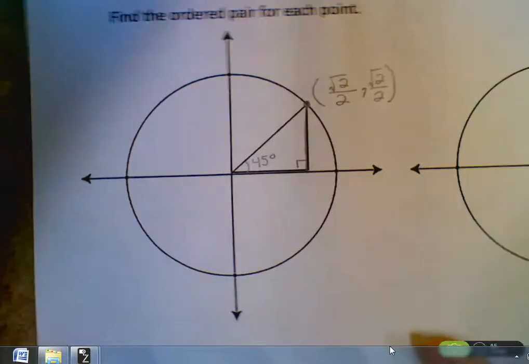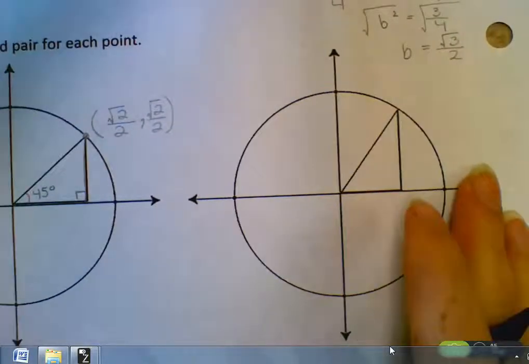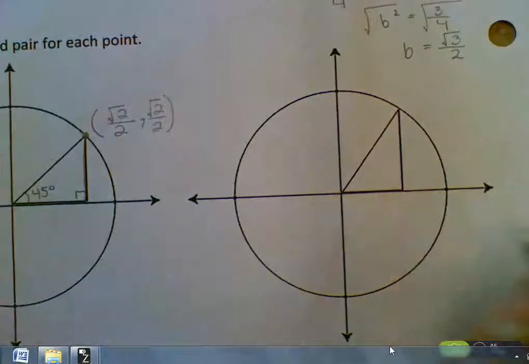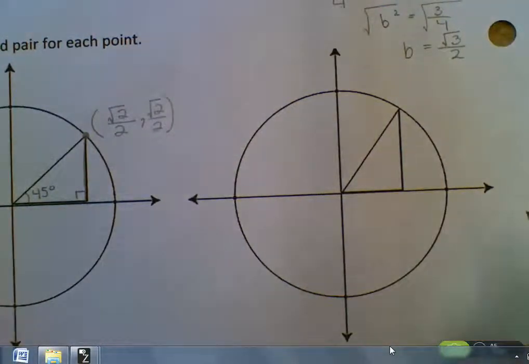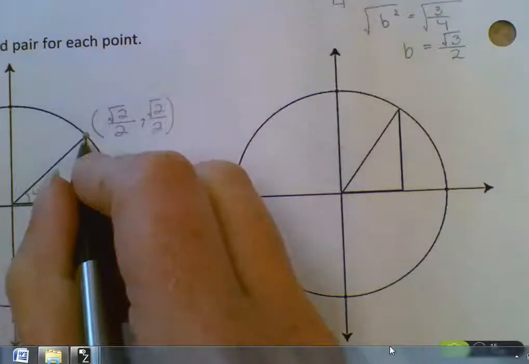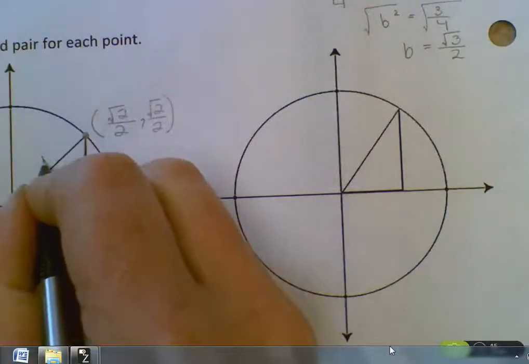All right, I'm going to move over to the other triangle on the unit circle, and keep in mind that the radius of this unit circle is 1. Okay, so it's still the same from before. So this triangle that we were just looking at, that radius is 1.